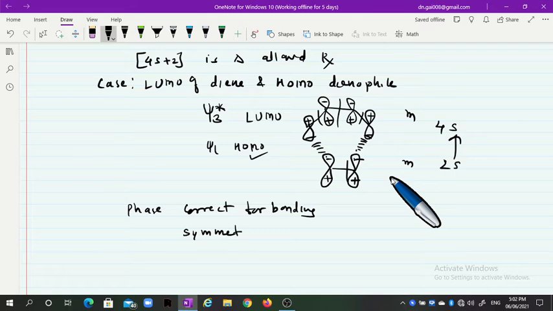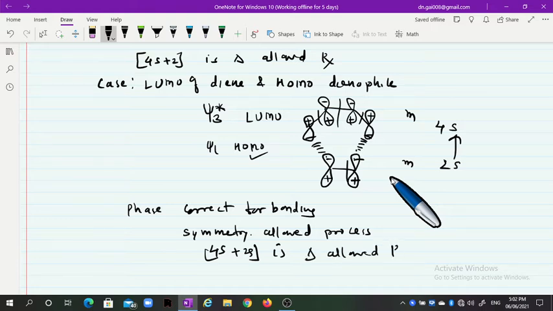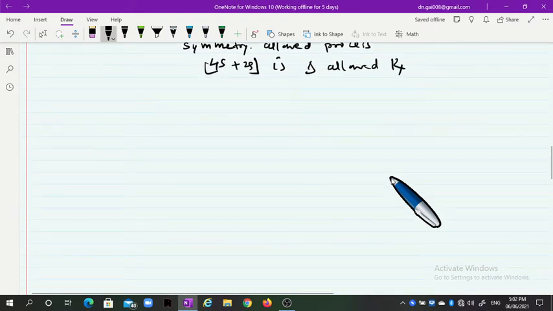Symmetry allowed process. Therefore it is a symmetry allowed process. Therefore 4s and 2s is a thermally allowed cycloaddition reaction. This is all about the thermally induced 4 plus 2 cycloaddition reaction.